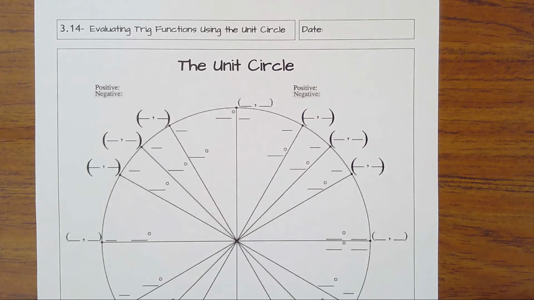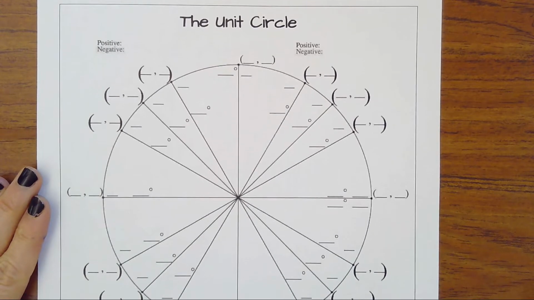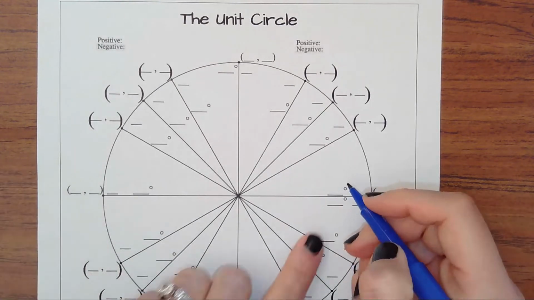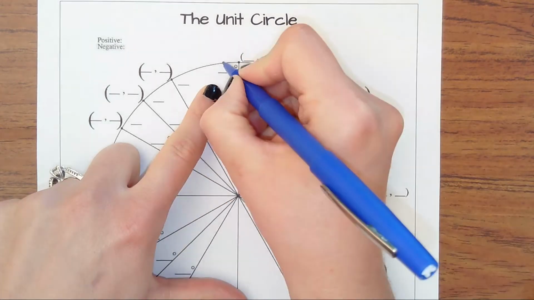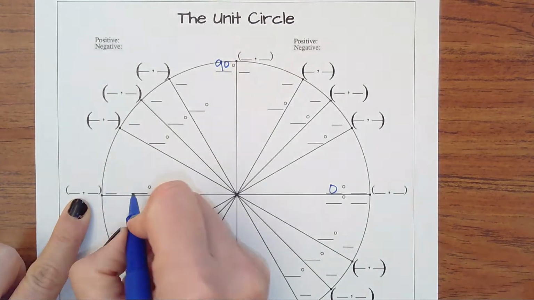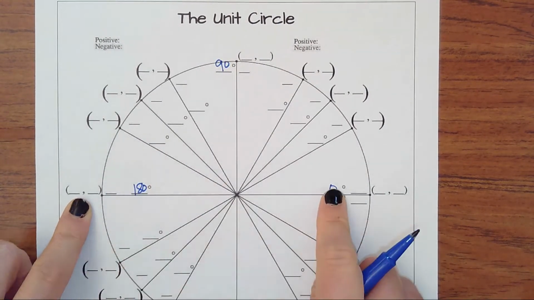Lesson 314, evaluating trig functions using the unit circle. So now we finally get to fill out this complete unit circle, and you can use it on this lesson. Let's start with going around the degrees. That's pretty easy. This would be 0 degrees. Think of this as 90. This is 180. So let's fill in here.